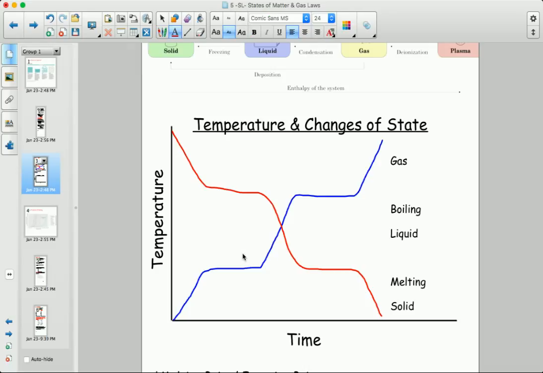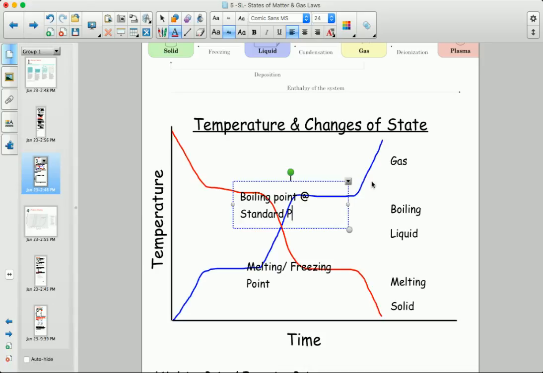So again, just to add in some notes, this plateau right here is known as the melting or the freezing point. They are the same value. For water, that's 0 degrees Celsius. And here you have the boiling point at standard pressure.